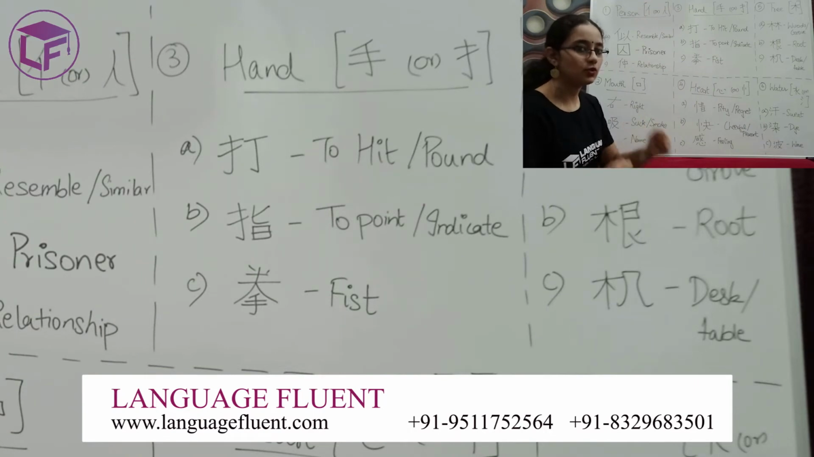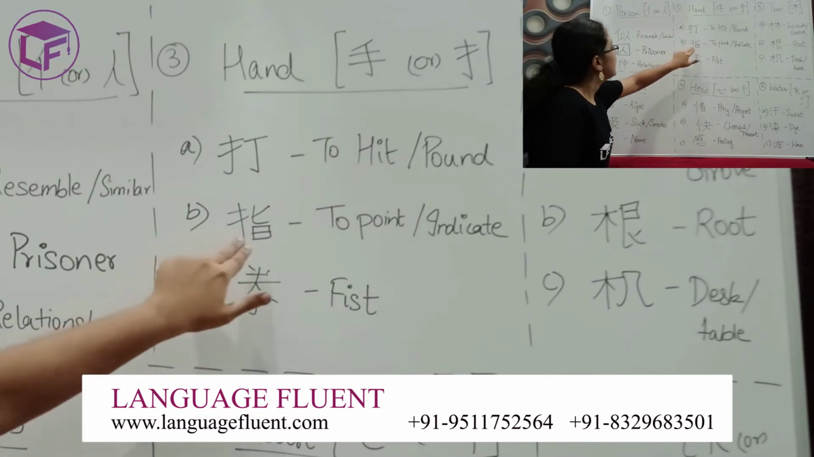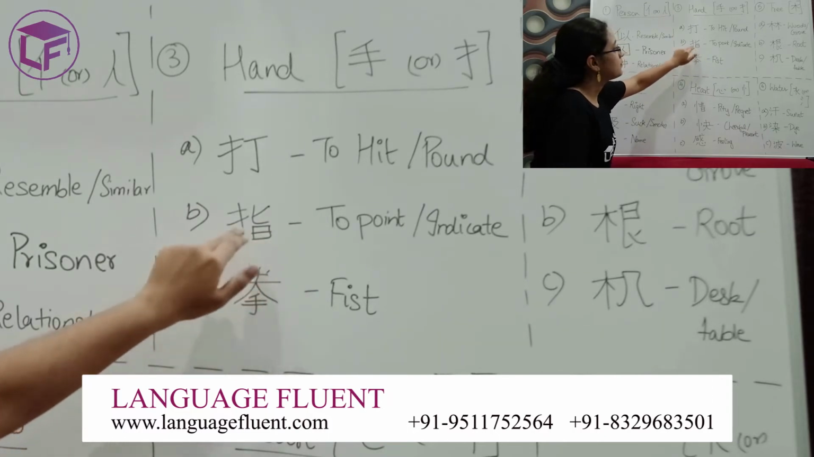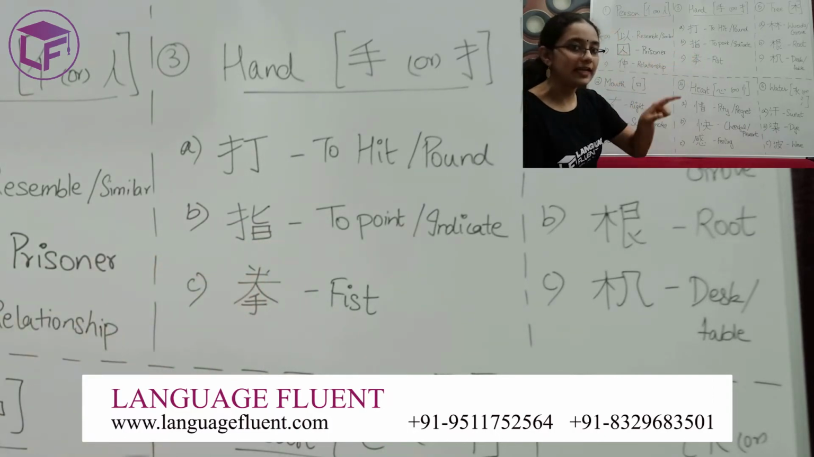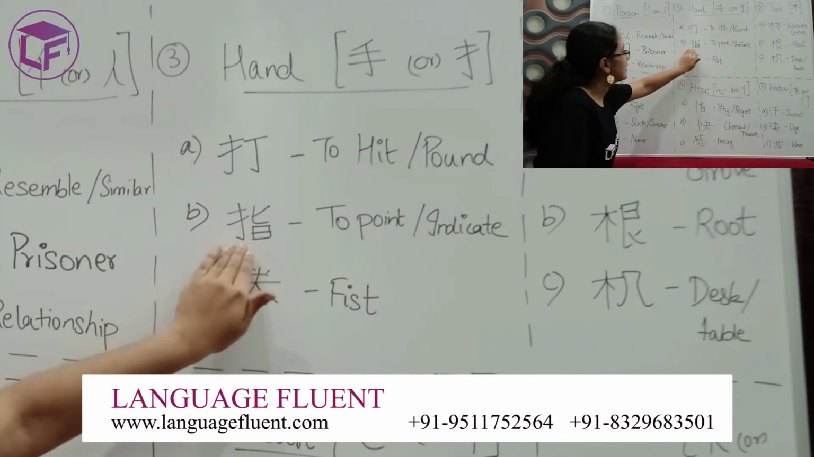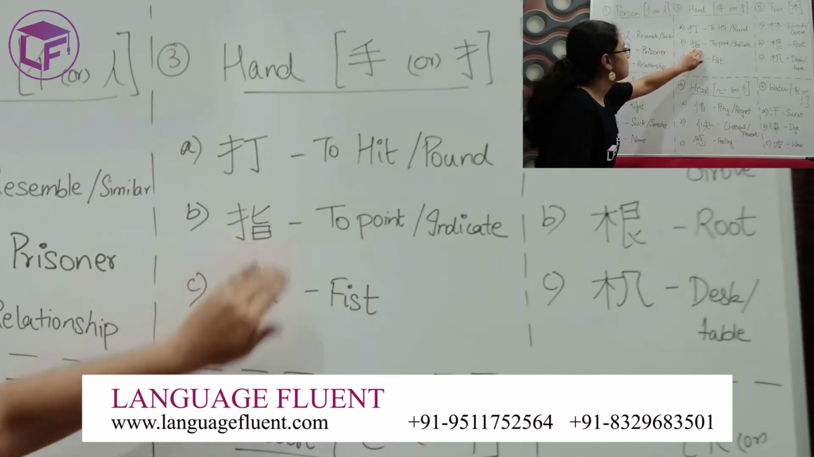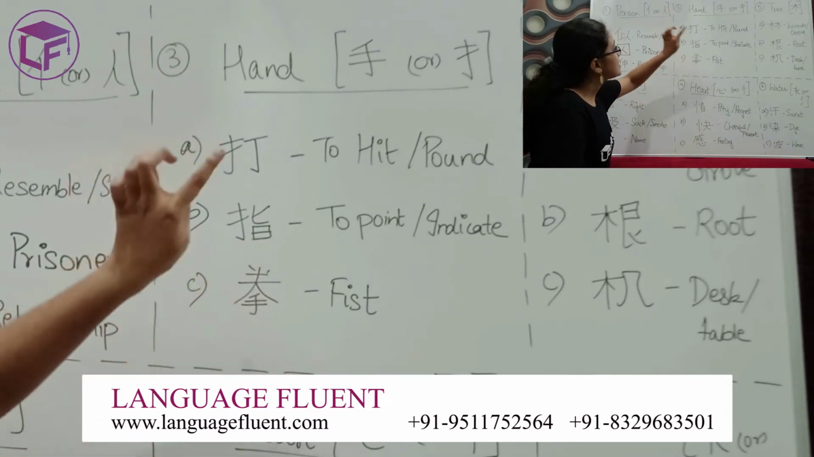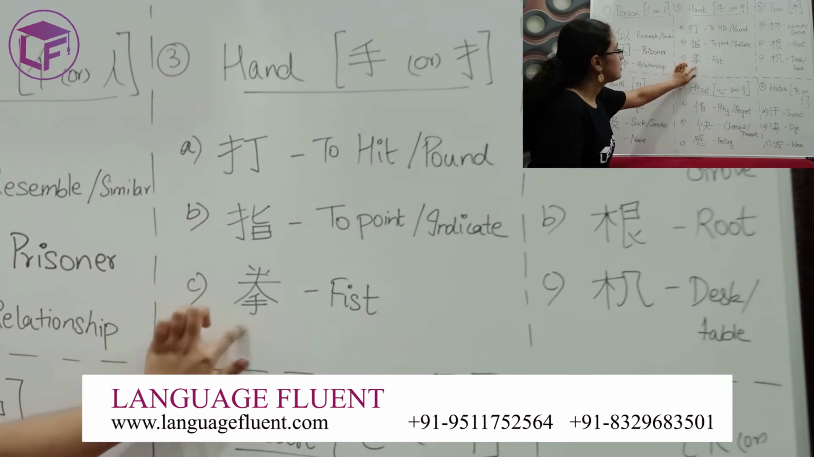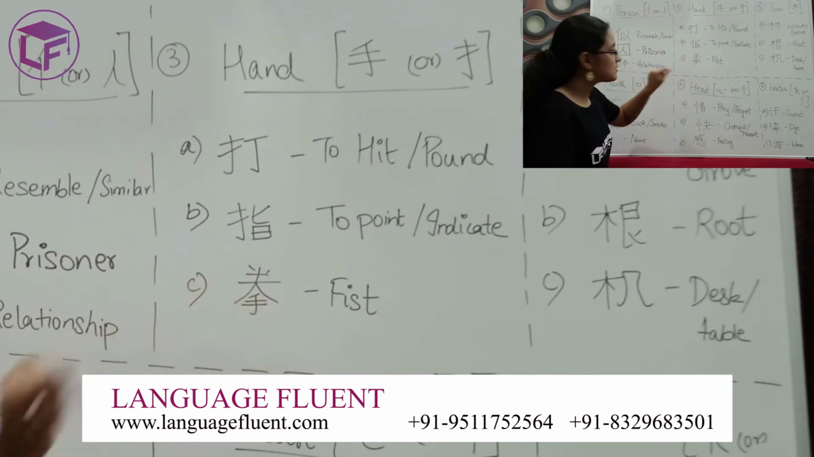So that's got something to do with the hand. Next one, same radical along with another kanji, and this means to point or to indicate. Again, that involves the hand, the finger, and you can see that this radical forms part of this kanji. The third one, you can see the other radical that's used for hand in this kanji here below, and this means fist.